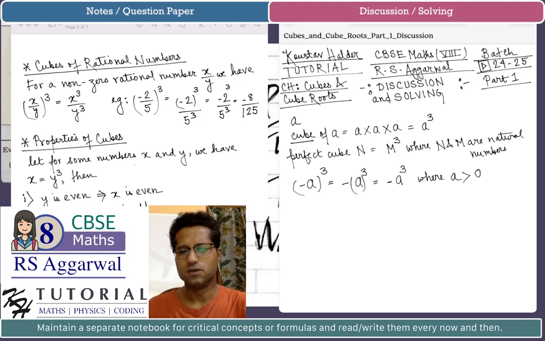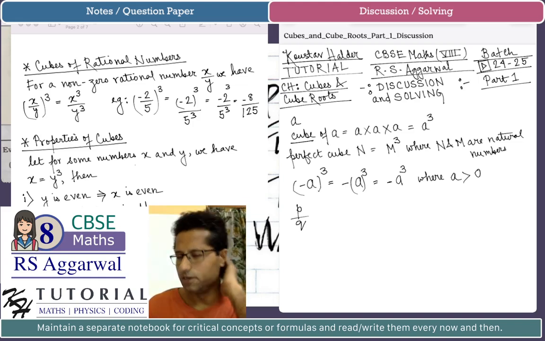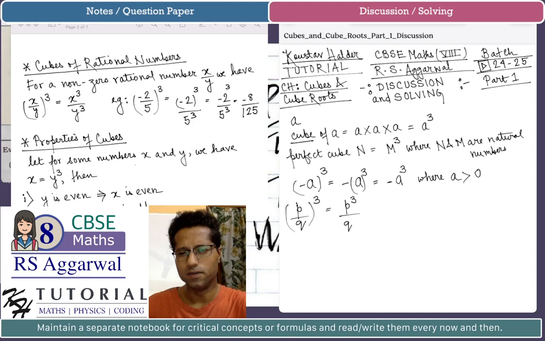Cube of rational numbers. If you have a rational number, let's say p by q, where obviously q is not equal to 0, and p and q are integers. That is the basic definition of a rational number. What will be the cube of a rational number? Its cube, raising p by q to the power 3, will be equal to the cube of the numerator divided by the cube of the denominator. As simple as that. There is nothing fancy in this.